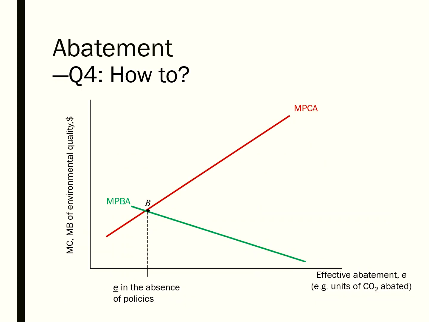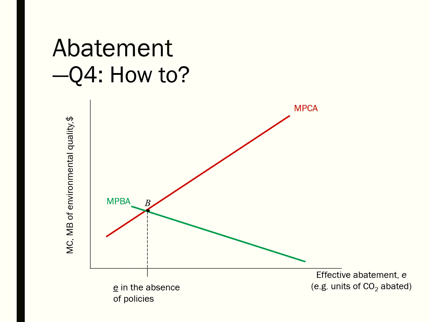This diagram illustrates the effects of different types of abatement policies. MPBA is the marginal private benefit of abatement, following a diminishing shape, like all marginal benefits. MPCA is the marginal private cost of abatement, following an increasing shape, like all marginal cost. If there is no policy intervention, then the optimal private choice is B, where MPCA equals MPBA. That is, the marginal cost equals the marginal benefit.